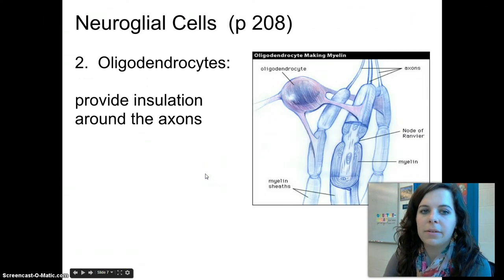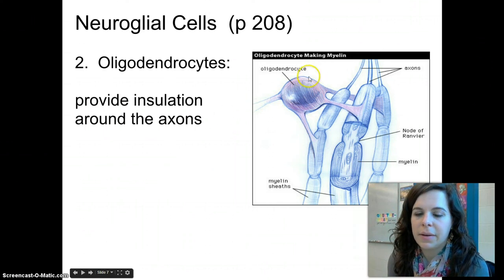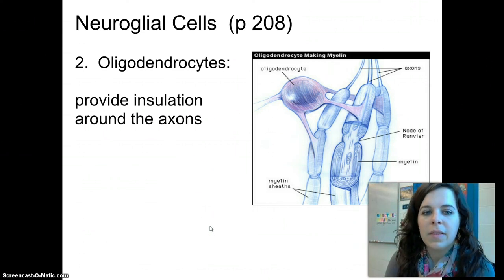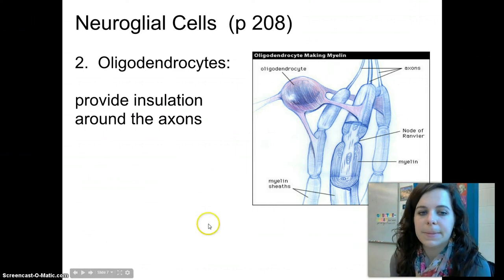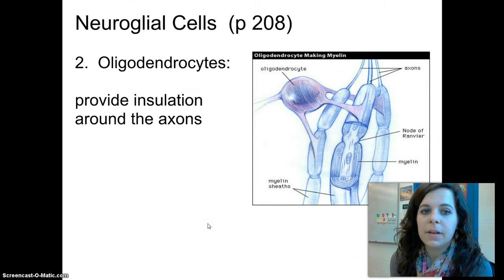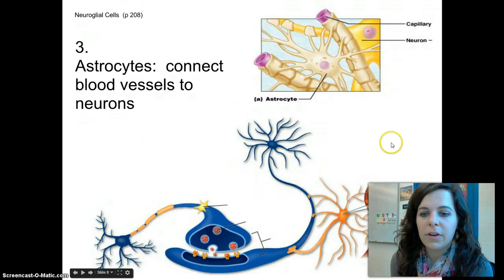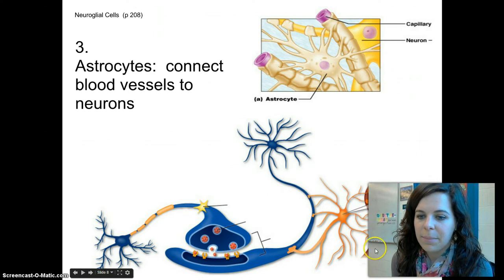The second type is an oligodendrocyte, which looks like this. That was the purple on your coloring page. Those provide insulation for the axons. This is in the central nervous system only. In the peripheral nervous system, the Schwann cells would create the insulation. Then you have your astrocytes, which are star-shaped, and they connect the blood vessels to the neurons. So here's the astrocyte, here's the capillary, and here's the nerve cell.